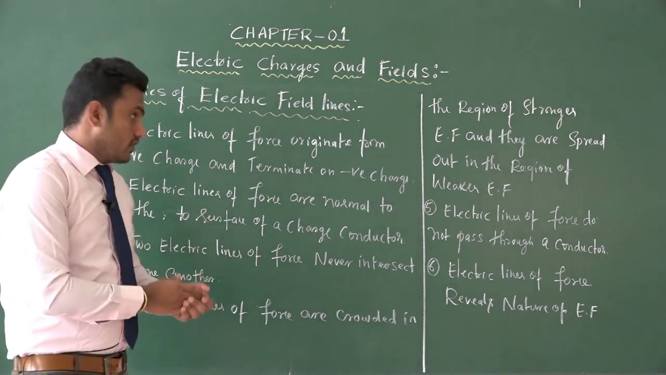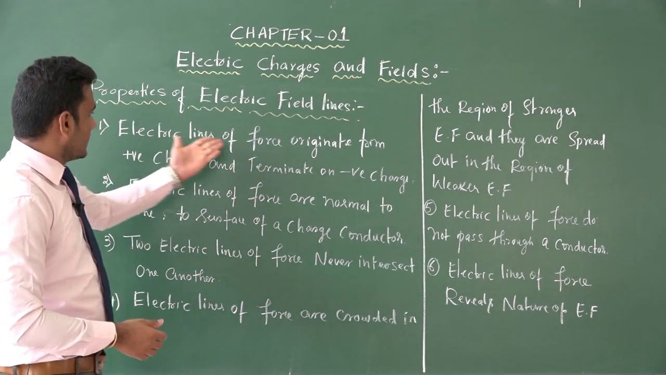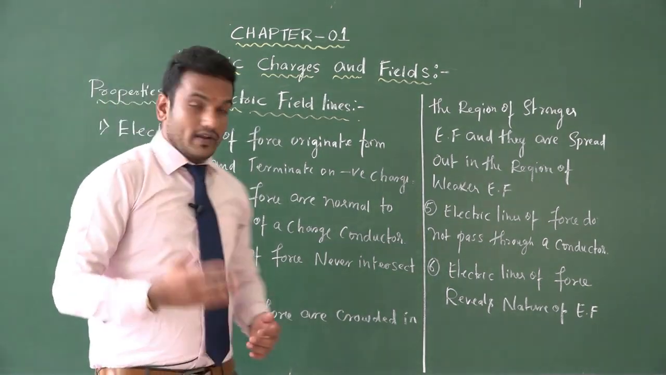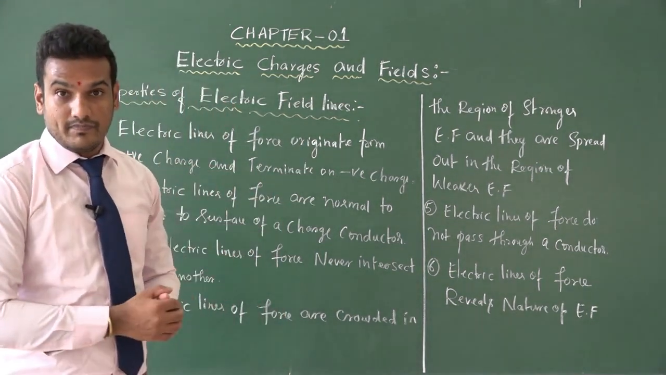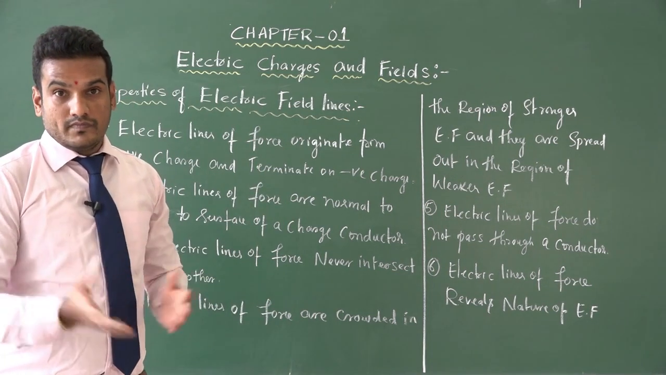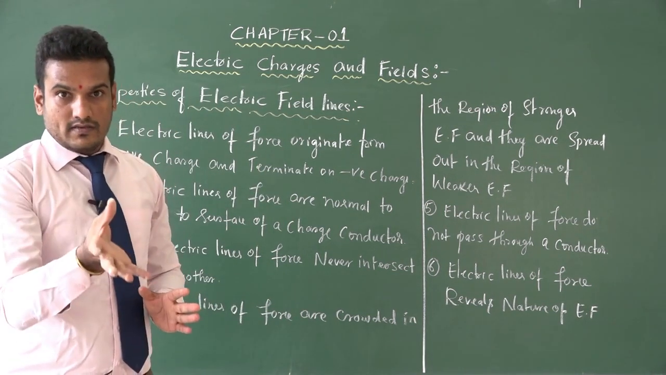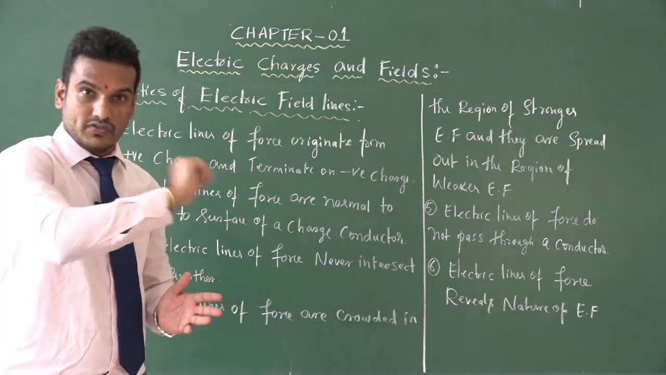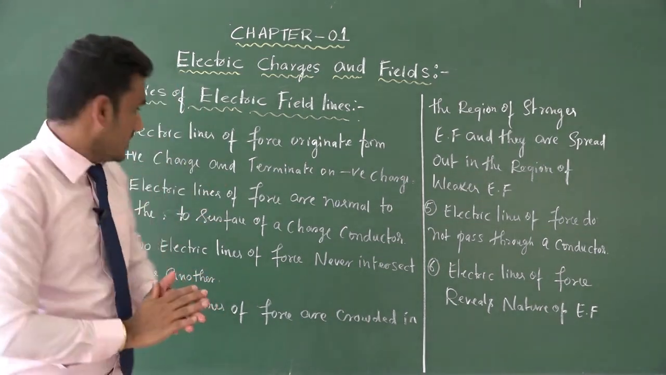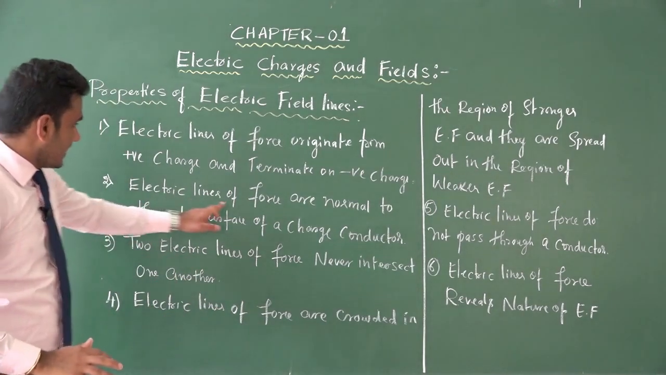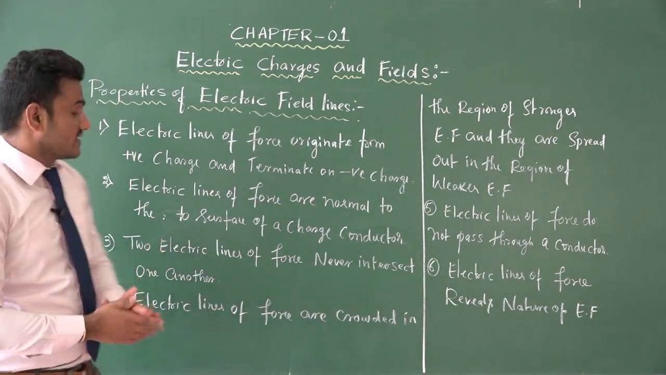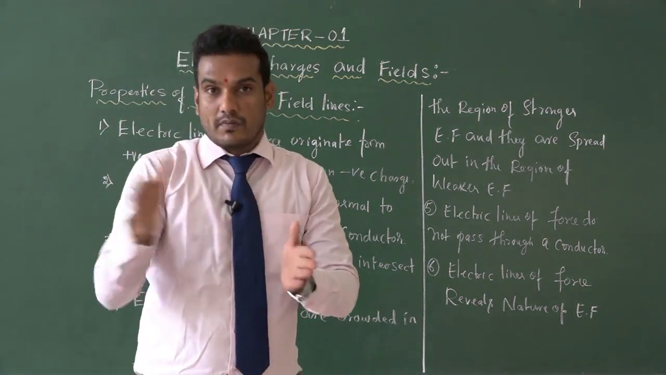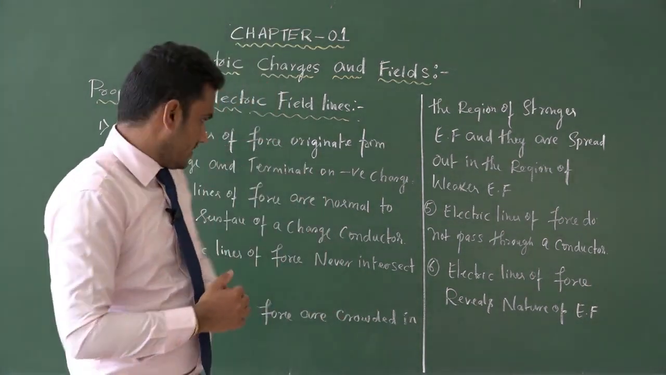Again, I am going to explain one by one. The first property, electric lines of force originate from positive charge and terminate on negative charge. In the previous diagram, I hope you noticed the direction of electric lines of force. They originate from positive charge and terminate on negative charge. The second one, electric lines of force are normal to the surface of a charged conductor. The electric lines of force are always normal, meaning perpendicular, to the surface of a charged conductor.